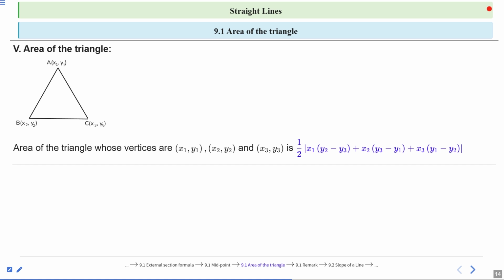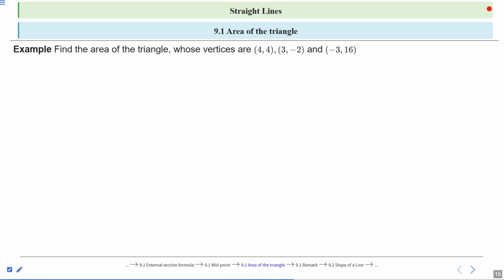Basically, we obtain this formula from the determinant of the rows x1 y1 1, x2 y2 1 and x3 y3 1. If we calculate this determinant, then you will get this formula for the area of the triangle whose vertices are (x1, y1), (x2, y2) and (x3, y3). So students, you should remember this formula. By using it, we can easily find the area of the triangle whose vertices are given. So note this formula.